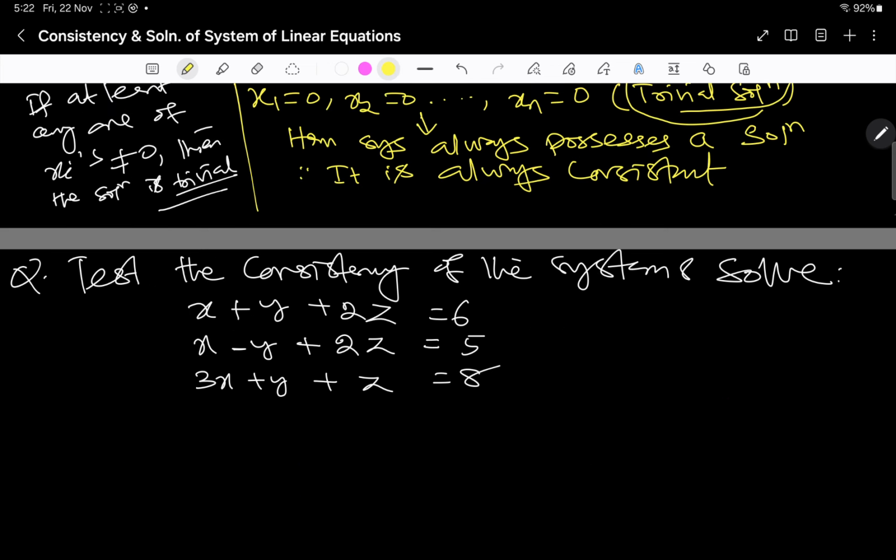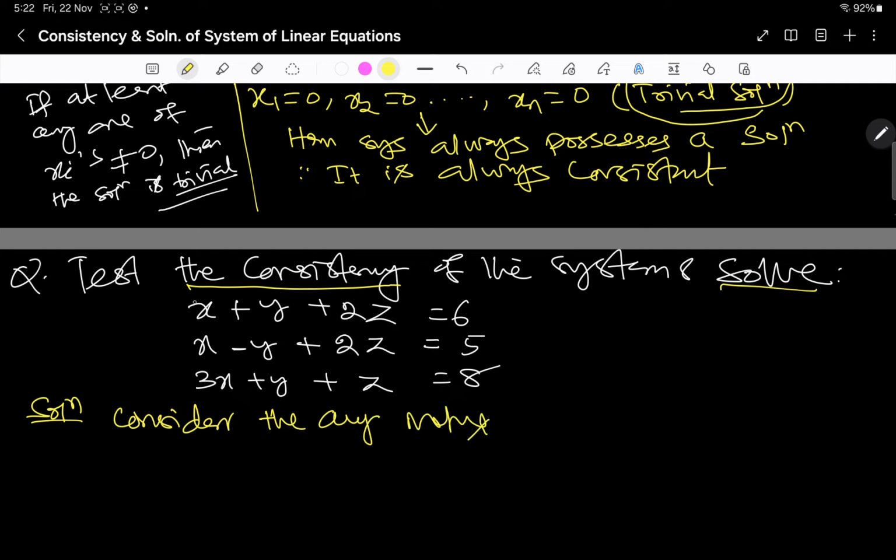Okay, you are asked to solve this problem: test the consistency of the following system and solve. So now you should write the augmented matrix in the usual way. Coming to my solution, consider the augmented matrix: the coefficient matrix is 1 1 2, 1 -1 2, 3 1 1, and you should also write the right hand side, which is 6 5 8. So this is my augmented matrix.